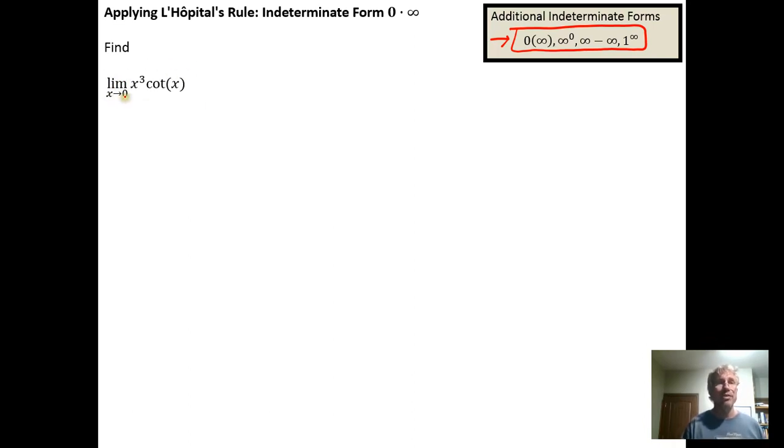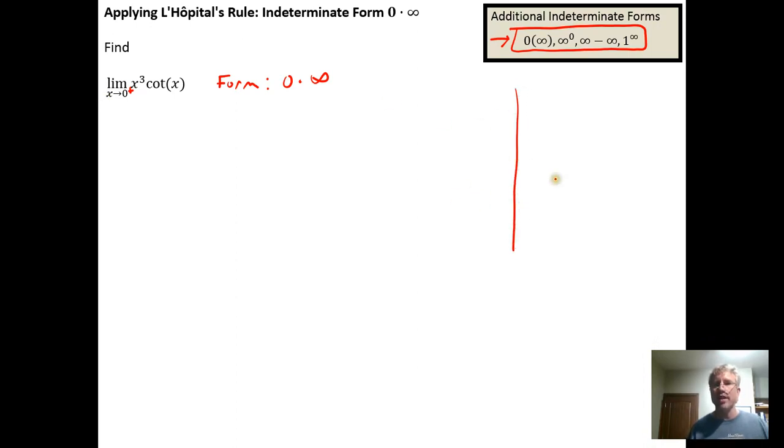We have the limit as x goes to 0 of x cubed times the cotangent of x. And what we want to recognize is that it has a specific form. So the form is the limit as x goes to 0 of x cubed, which would be 0, times the limit as x goes to 0 of the cotangent function, which is infinity. And this should actually be x going to 0 from the positive side. So that's a typo in the slide. X goes to 0 from the positive side.